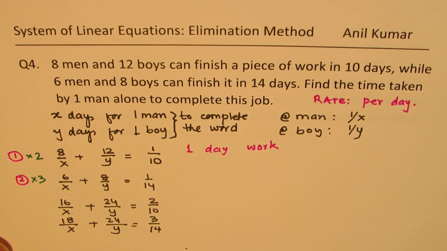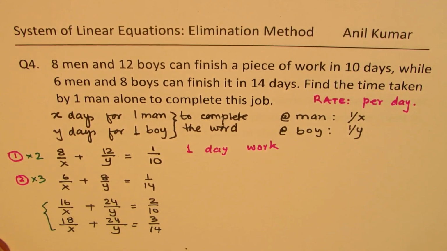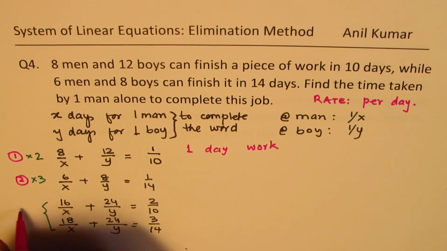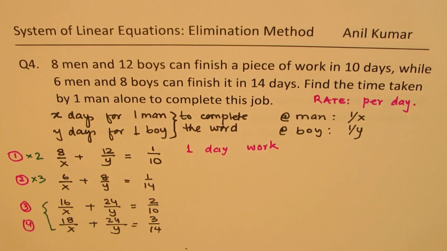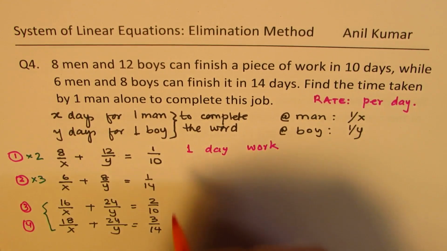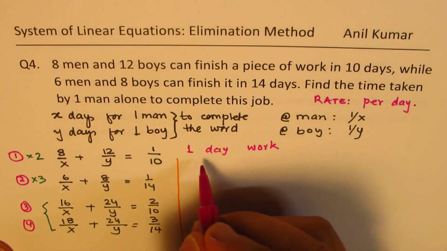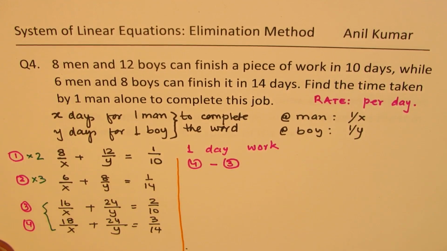Now this is a very critical way of doing it, right? And very important to understand. So we multiply each equation by different numbers to get the same coefficients for 1 over y. Correct? So we get a second set of equations. Let's call them equation number 3 and 4. And now what we can do is we can take away one from the other.